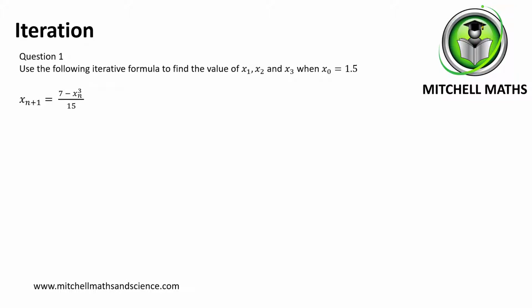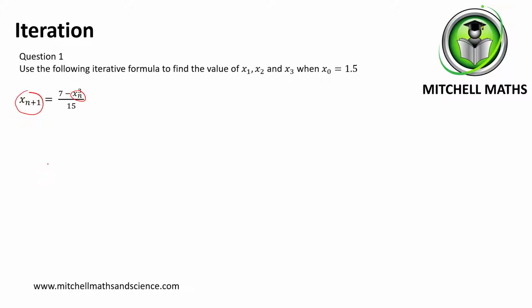Right, now when you have iteration questions, quite often you have this formula which shows xn plus 1 and then you've got xn in the formula. Now what this formula means is that if you want to find the next term, say you want to find x1, you need to put the previous term into the formula, which would be x0, because that's xn plus 1.